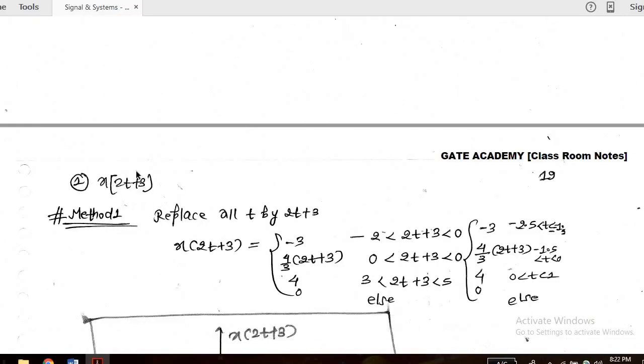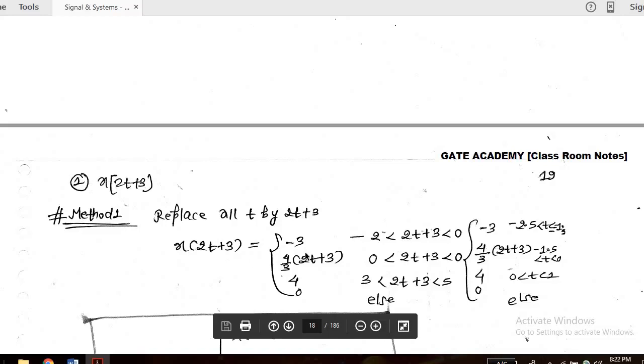So in place of t, in the earlier question it was x of t, now it is given as x of 2t plus 3. T is replaced by 2t plus 3 in the x function. So replace t by 2t plus 3 in the mathematical definition also.